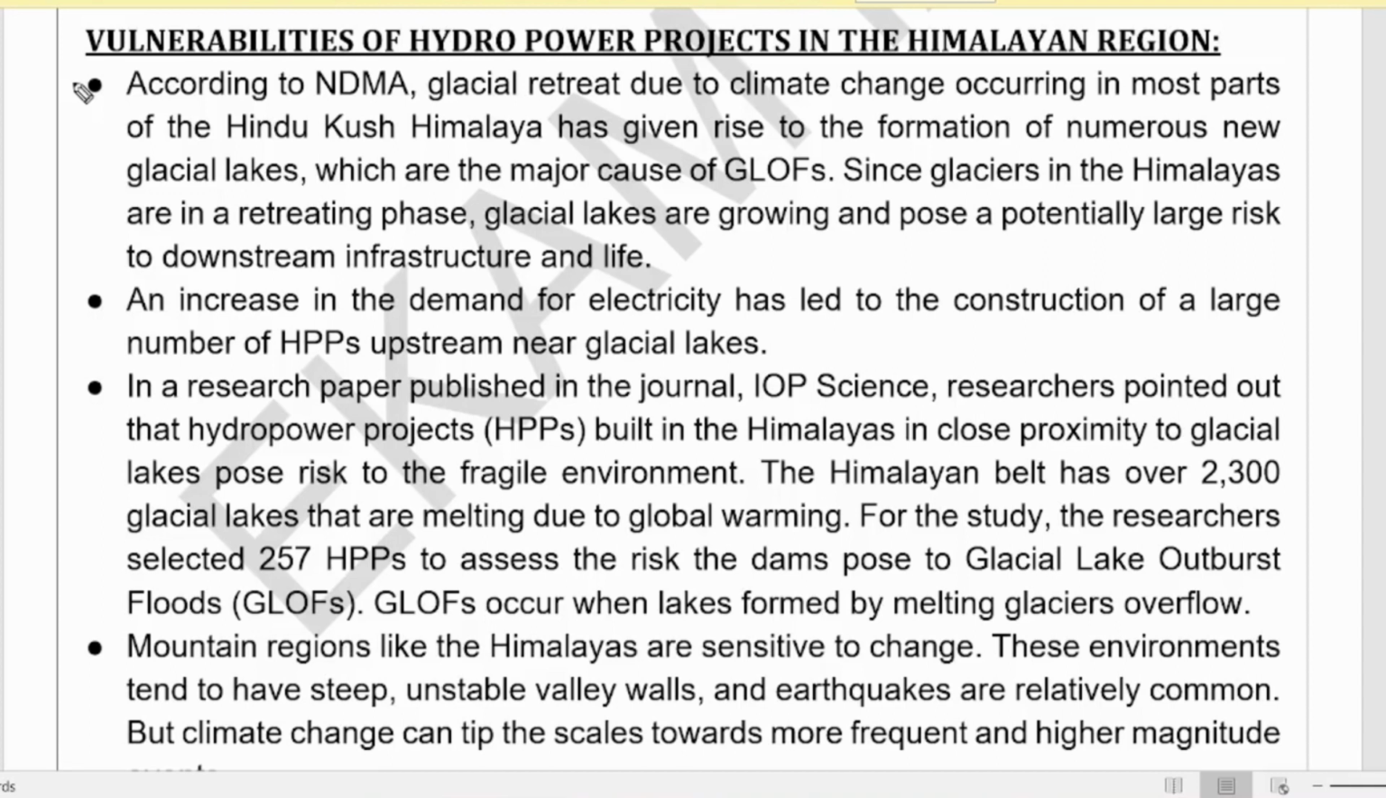Now, according to the National Disaster Management Authority, because of the consequences of climate change, the glaciers in the Himalayan regions are in the retreating phase, and as a result, there is a growth in the glacial lakes, and these pose a potential risk to downstream infrastructure and life. The second major vulnerability is that there is an increased demand in electricity, and this has led to the construction of a large number of hydropower projects upstream near the glacial lakes.